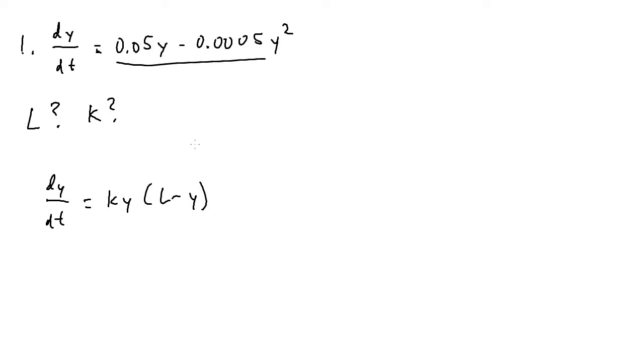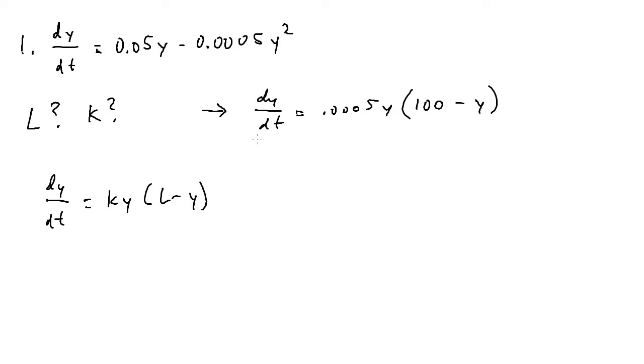Notice this is not in the form of our standard equation, so we have to change it. I'm going to start by factoring out 0.0005y from the equation. So dy/dt = 0.0005y times what's left inside. When I factor out 0.0005 from 0.05, I'm basically dividing, so 0.05 divided by 0.0005 gives me 100, minus y.